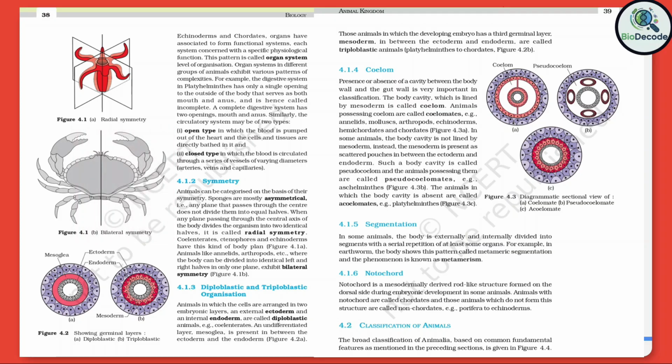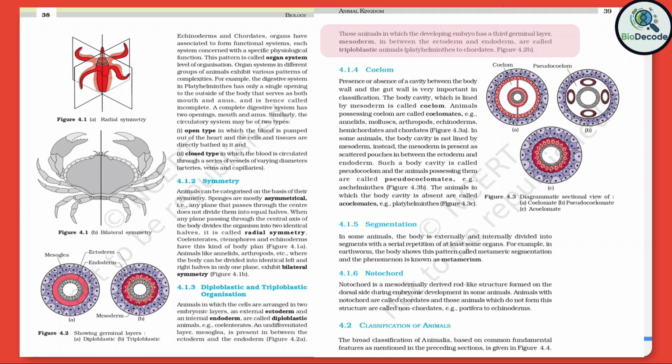Diploblastic and triploblastic organization. Animals in which the cells are arranged in two embryonic layers, an external ectoderm and an internal endoderm, are called diploblastic animals. For example, Coelenterates. An undifferentiated layer, mesoglea, is present in between the ectoderm and the endoderm, Figure 4.2a.